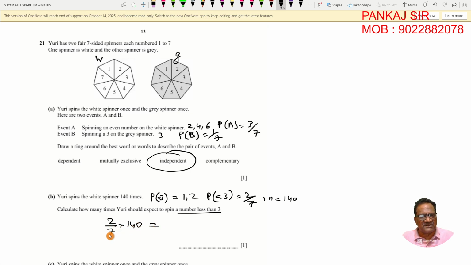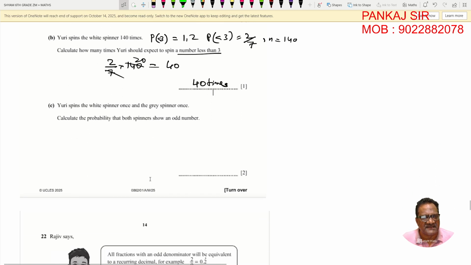Okay, so this should work out to 22 is 40. So the answer should be 40 times. Okay, so calculate how many times Yuri should expect to spin a number less than 3. 40 times. Next is C.